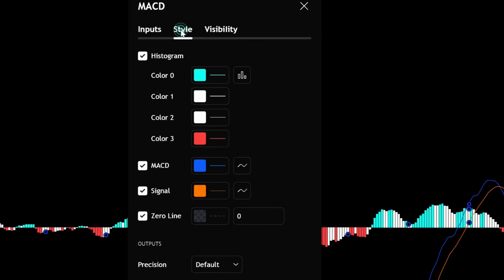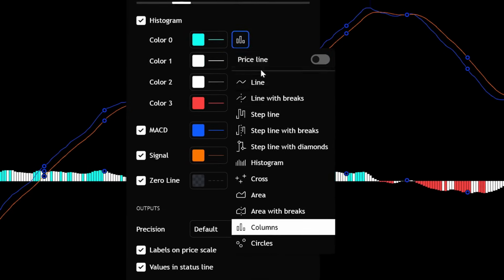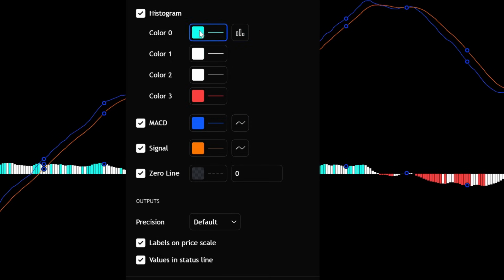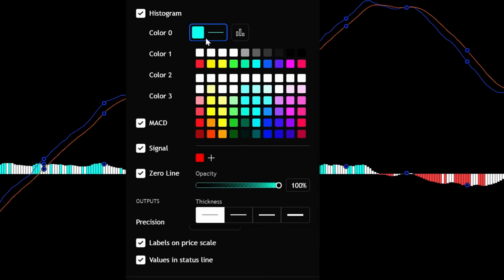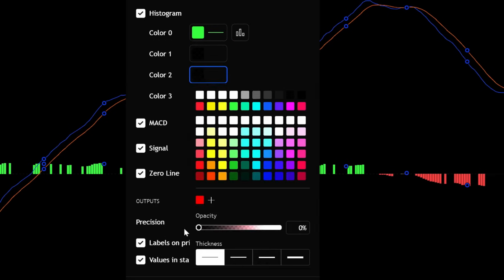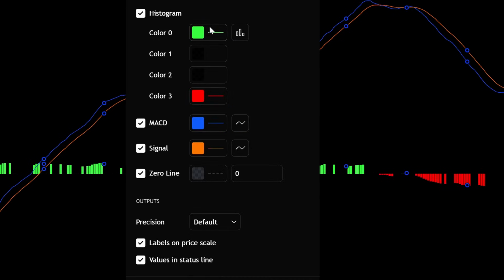Next, head over to the style settings for the MACD. This is where we can customize how MACD looks. Make sure the histogram is displayed as columns. This makes it much easier to see the momentum shifts. Now for the colors, set color 0 to green. This will represent bullish momentum. Disable color 1 and 2. We don't need them cluttering our chart. Then set color 3 to red for bearish momentum. We're simplifying things to focus on the key information.